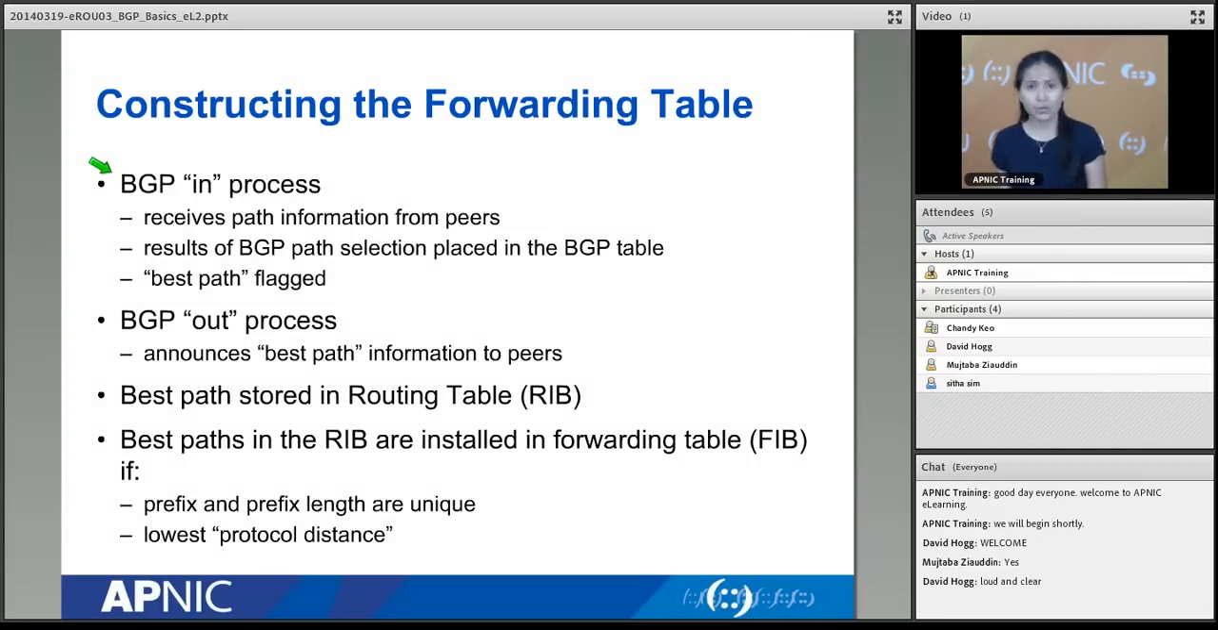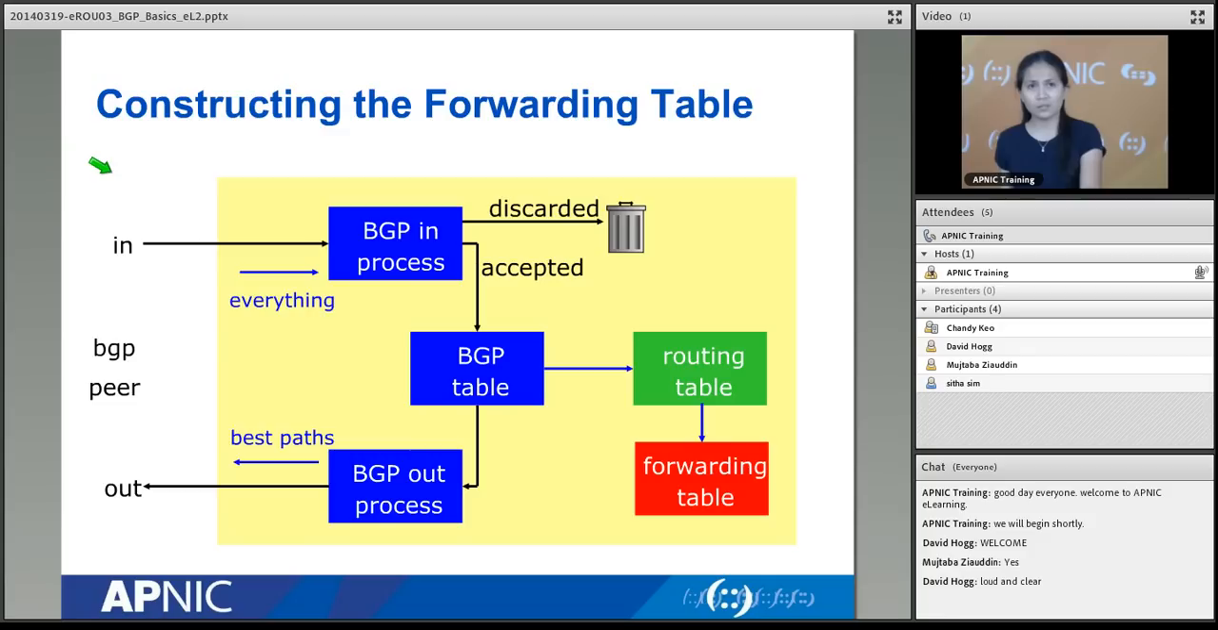Now to just illustrate that, it's something like this. You have an in process, where BGP decides which paths will be kept and which will be discarded. It goes to the BGP table, and that BGP table containing the best path after running through the process goes out to its peers. Now this BGP table is forwarded to the routing table and the best path will be added to the forwarding table. So essentially all the best paths are kept in here.